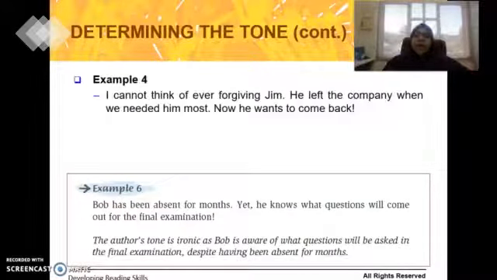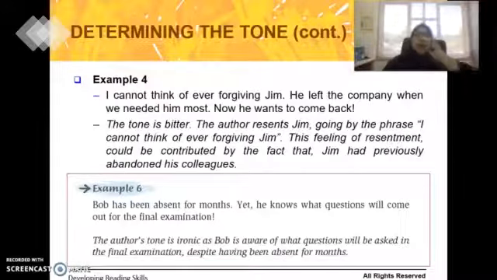I cannot think of ever forgiving Jim. He left the company when we needed him most. Now he wants to come back. What's the tone? The tone is bitter. The author resents Jim going away.